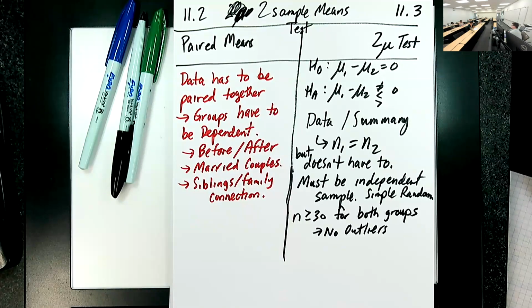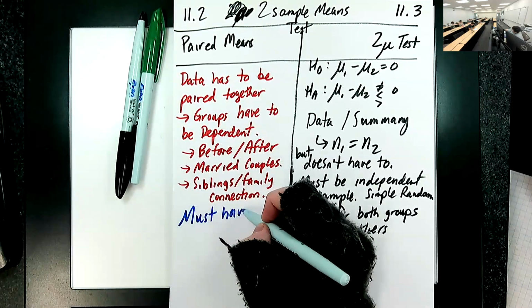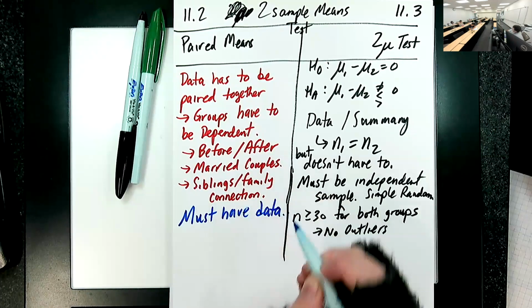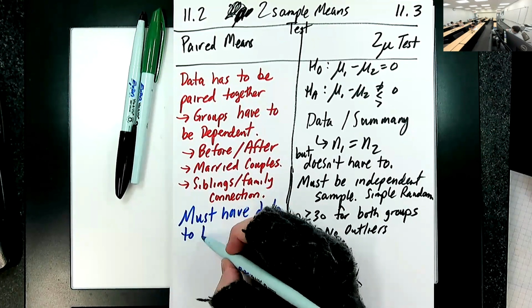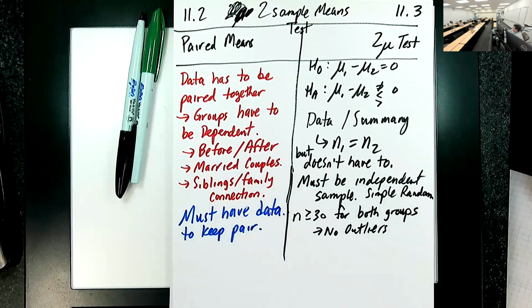And if we're doing sons and their dads, if I have John Luca's height and his dad's height, and Matteo's height and his dad's height, if I start averaging, I lose that connection. So we can't have summary data. You must have the data to keep the dependency, to keep the pair going. It's called paired data. To keep it paired, you have to have it.